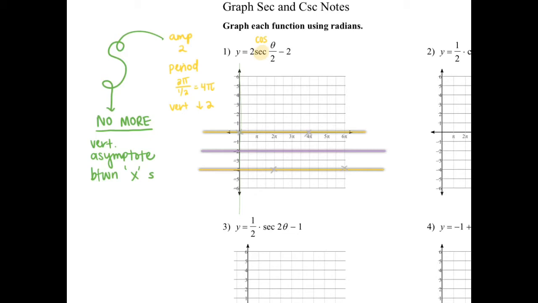Okay, so between 0 and 2 pi is pi. That's my first vertical asymptote. Between 2 pi and 4 pi is 3 pi. Between 4 pi and 6 pi, 5 pi. Now those x's are where what almost look like parabolas are going to hit. So I'm going to remove myself from the inside of those yellow lines and I'm going to go out.